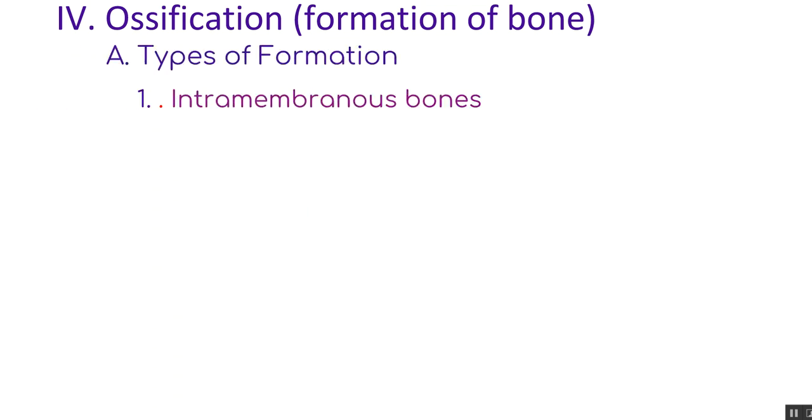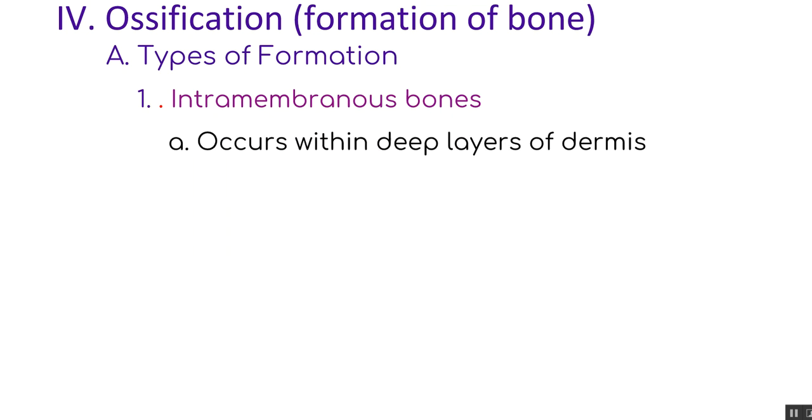Okay, so ossification, formation of bone. There are two types of ossification. So the first one we're going to talk about is intramembranous ossification, the formation of intramembranous bones. And so that occurs usually in the deep layers of the dermis.